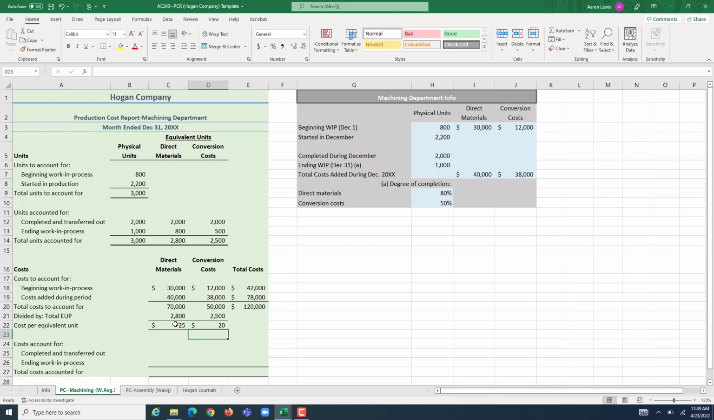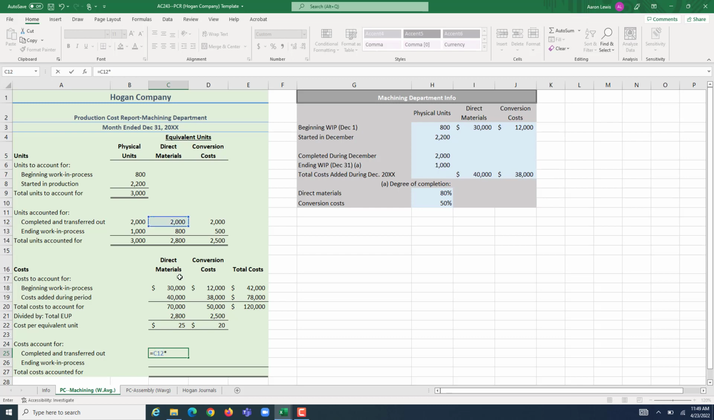And now that we have this in our cost per equivalent unit, we can figure out what portion of these overall costs that we have to account for right here is going to end up being transferred out because those units were completed, and what portion stays here in ending WIP. And we figure that out by taking the equivalent units that were transferred out, which is 2,000, and multiplying it by our cost per equivalent unit. If we transferred out 2,000 equivalent units and each unit cost $25 in materials to make, we should be transferring $50,000 worth of costs from the machining department to the next phase of production, which is the assembly department.